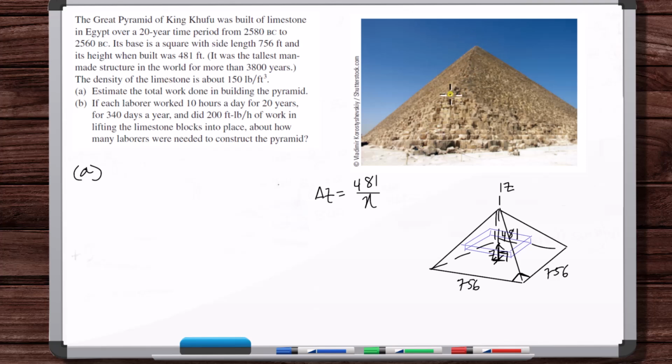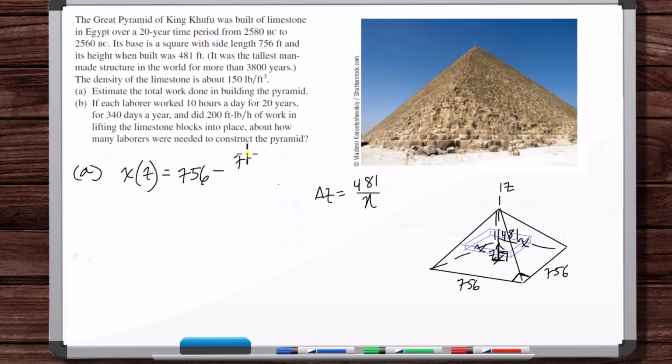The square side length decreases linearly all the way to 0 at the top. We'll call this x. So x as a function of z is what? Well, we start at 756, and then this decreases all the way down to 0.